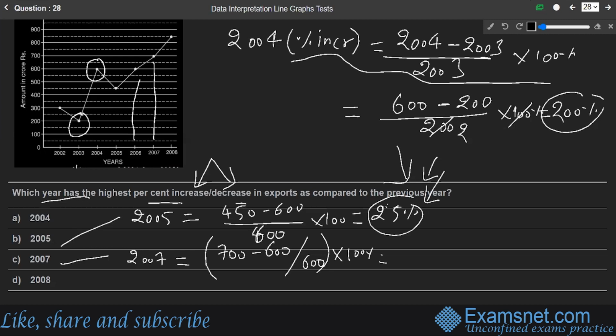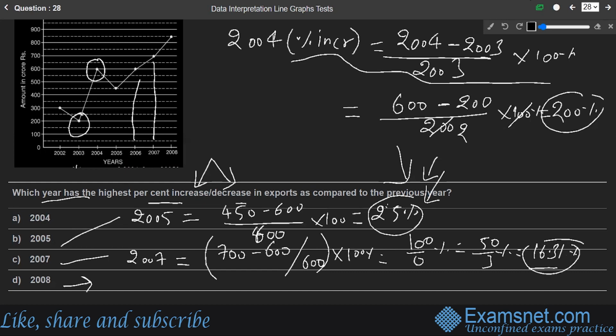We have done it for 2007. The values were 700 and 600. So 700 minus 600 was 100, and 100 divided by 600 would be 1 by 6. So it clearly becomes 100 by 6%, that is nothing but 50 by 3%, and that is somewhere around 16.33%. So clearly it is a very small value, so this can be ignored also.